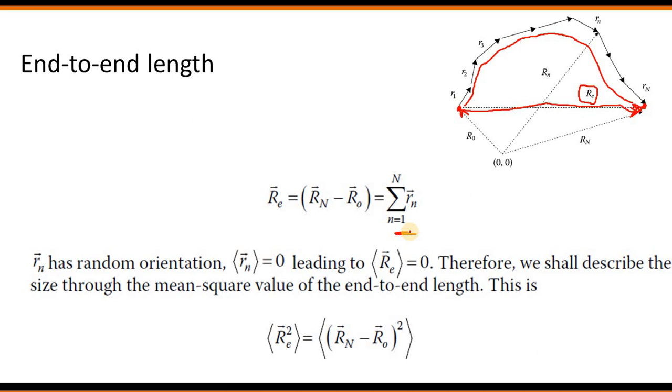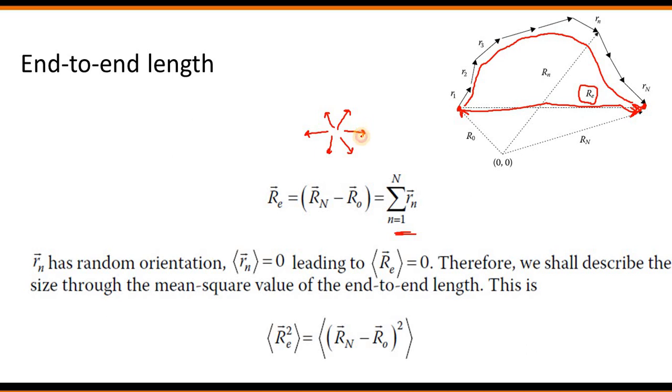Now rn has a random orientation. As I told you, each of these vectors has complete freedom and could be oriented any way. It does not depend on the previous vector, that is, which way the final vector will be oriented.